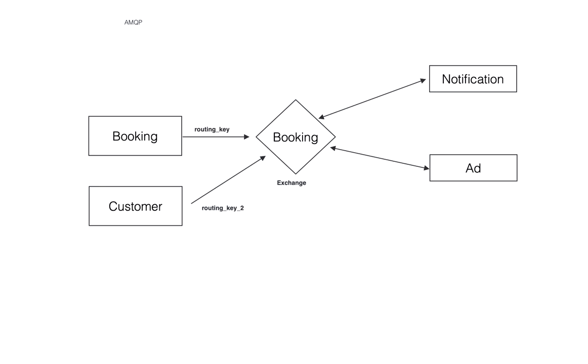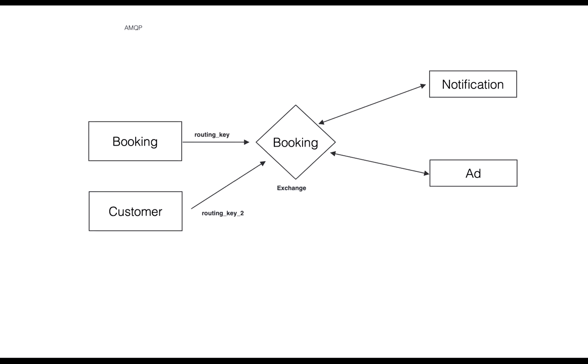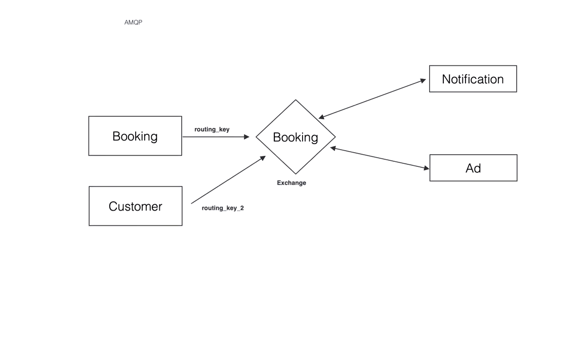Now we will see how this routing key differs. Let's say the notification service just wants to consume the information coming from the booking service and not the other one. Now it can have a binding wherein it can say, I want to bind with the routing key. We'll call this a binding key. And now we'll see how it actually works.